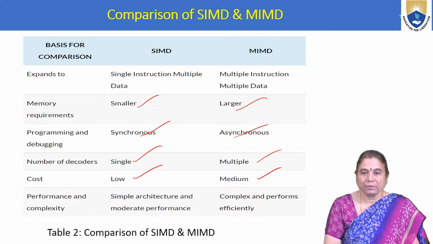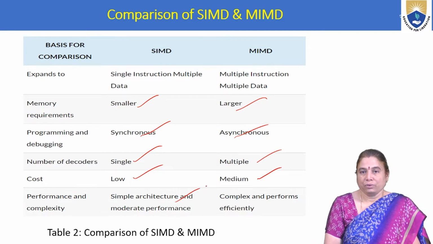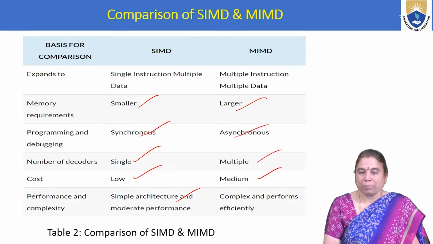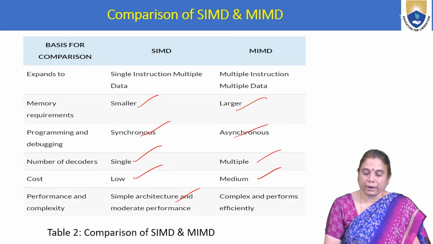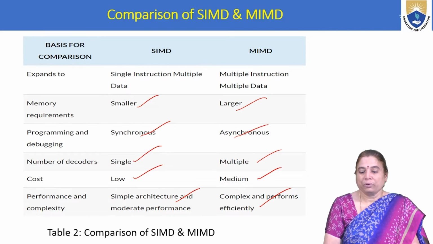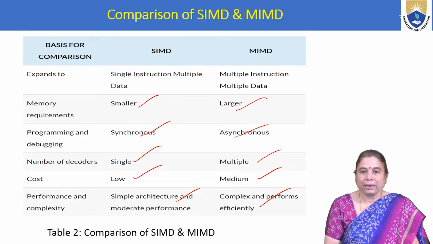Performance and complexity: SIMD has a simple architecture and moderate performance. In the MIMD, it has to support multiple instruction streams, multiple data streams. So, the performance can be efficient, but it is a complex architecture. So, these are a few parameters that can be used to differentiate and compare SIMD and MIMD.